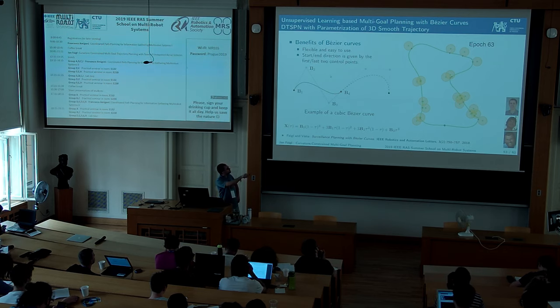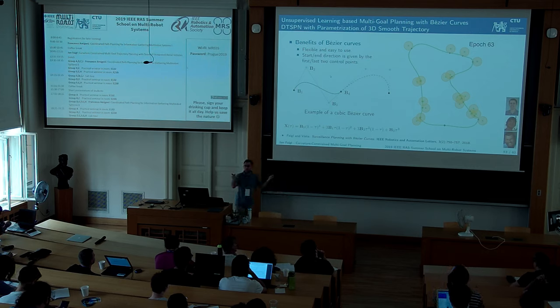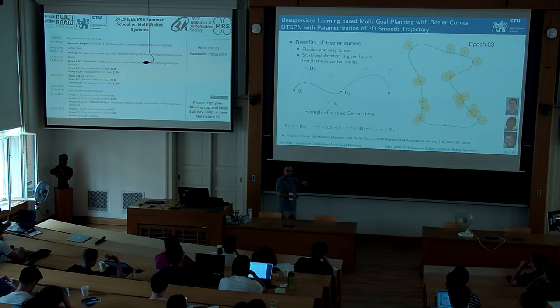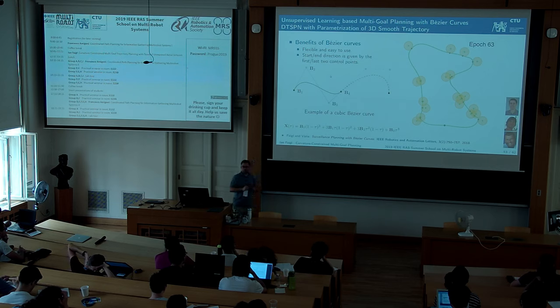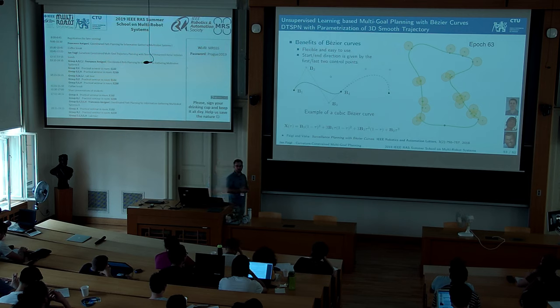And if you have this multi-goal trajectory, so you concatenate Bezier curves, then two of these control points are actually the endpoints, and the other two points are the direction. So if you concatenate these Bezier curves, you actually limit it: one control point of one segment is another control point of another segment, and also the direction. So you can simplify or decrease the number of degrees of freedom you need to optimize. So this is a little bit more demanding.